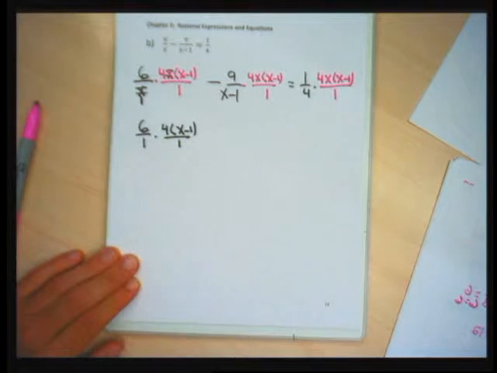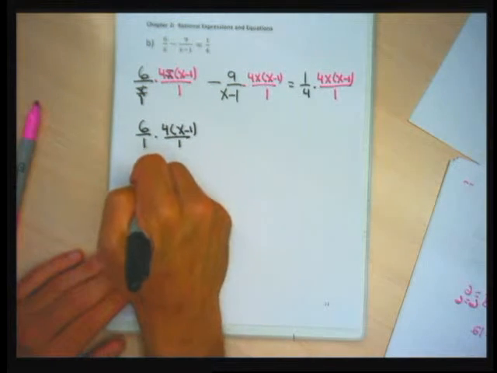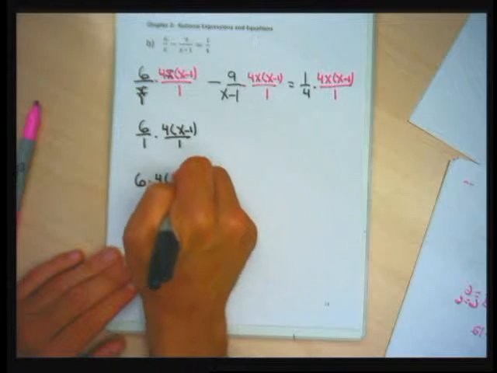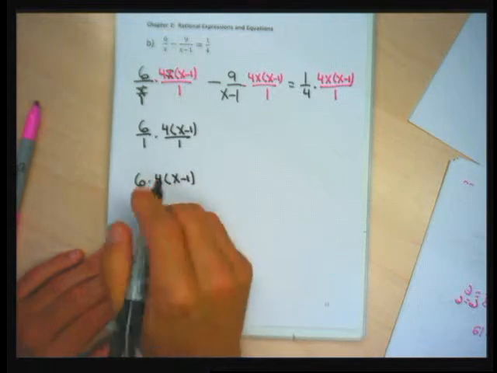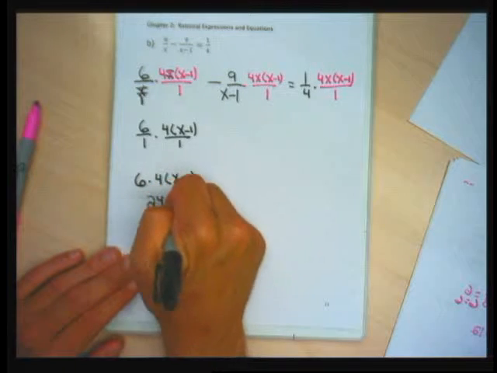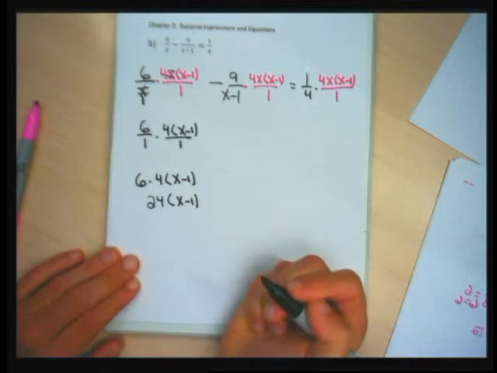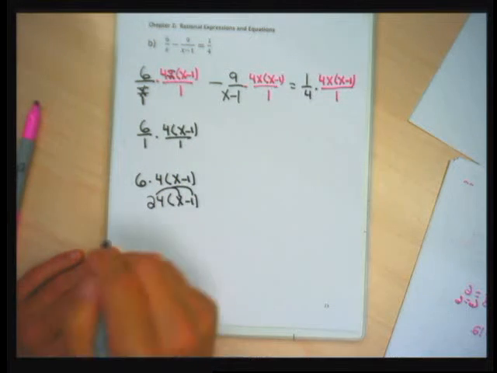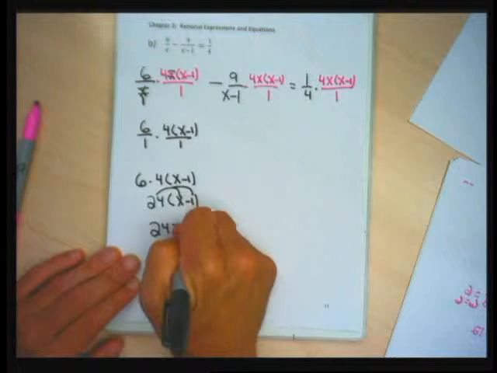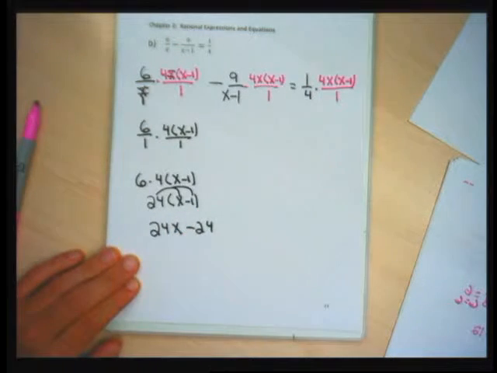Don't need the over 1 parts, that's gone. What I have is 6 times 4 times x minus 1. And I'll just multiply that left to right. I'm going to multiply the 6 times 4 and get 24. And then I'm going to clear the parentheses. I'll go 24 times x and 24 times minus 1. This gives me 24x minus 24.